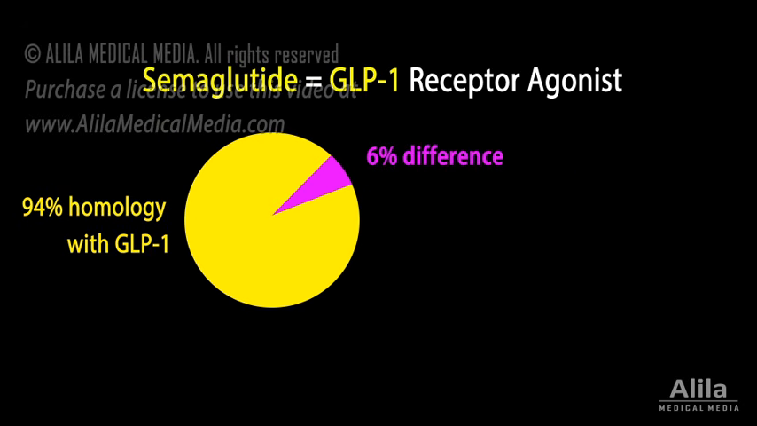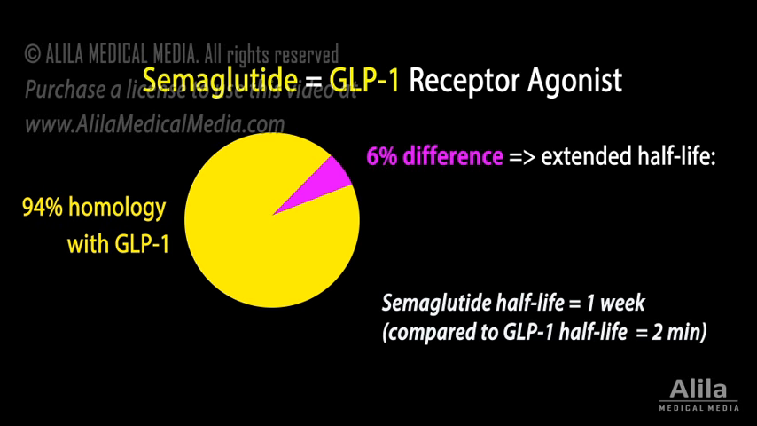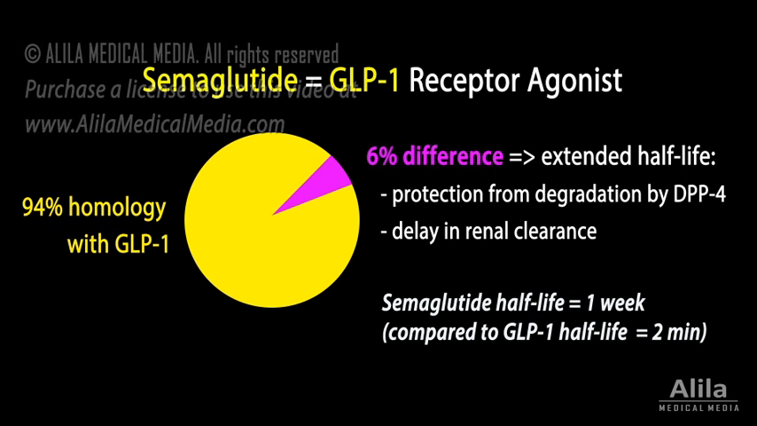The 6% structural difference includes modifications that extend the medication's half-life in two ways, protecting it from degradation by DPP-4 and delaying its renal clearance.